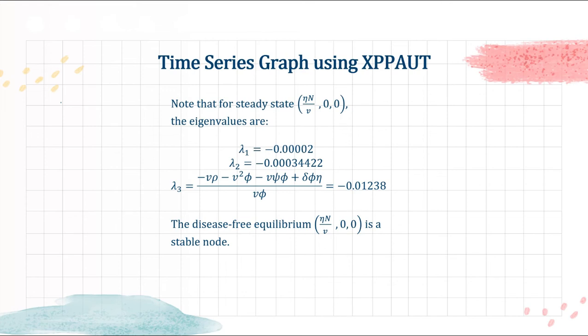Next we consider our steady state. This steady state is a disease-free equilibrium, which will determine whether our pandemic will be gone or not. We can calculate the eigenvalue from the formula before, and this is our eigenvalue. Note that all the signs are equal, so this eigenvalue is a stable node.